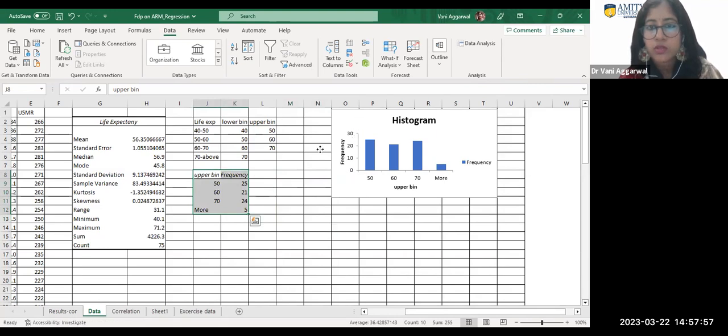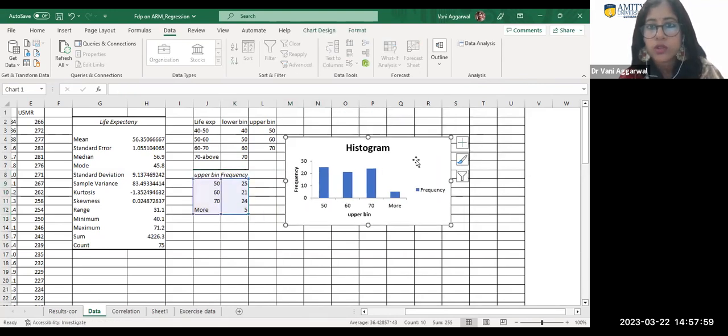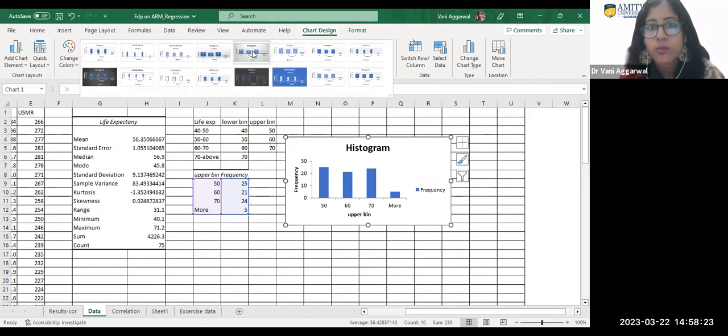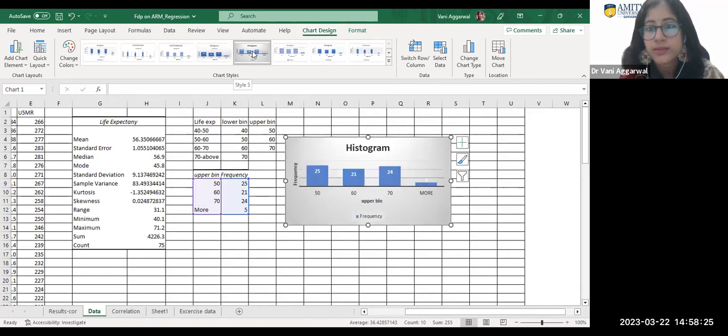Okay, you can shift the histogram here, right? So if you click on this histogram, go to chart design. Under chart design, you can format this. For example, here data labels are also there.